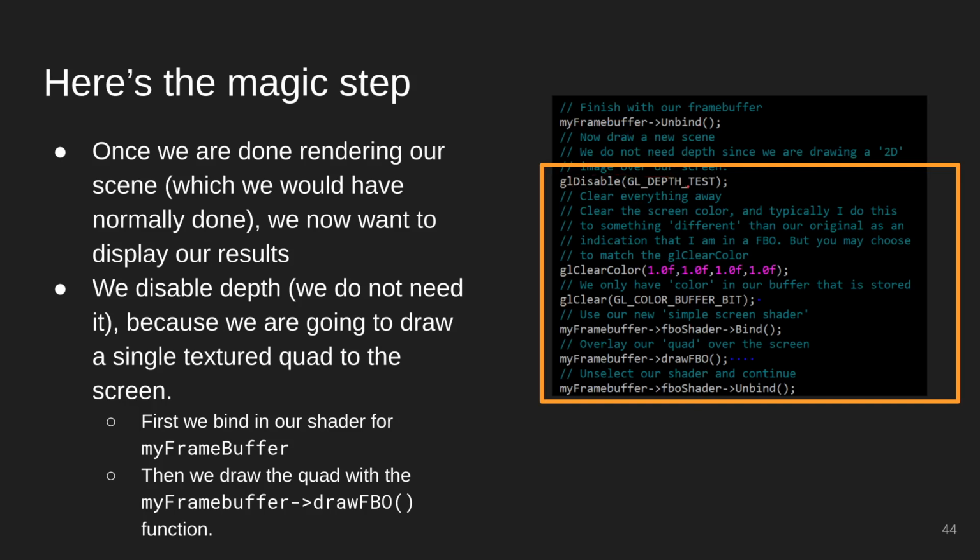We don't need depth because we're only going to be drawing a 2D image on our screen. Okay, we set our clear color to whatever we want, so we clear it. And then what we do is we bind to our frame buffer's shader here, and then we draw the frame buffer, this quad, over our screen here. And then that's what will actually show our scene. We're just drawing, again, a quad over our screen with the 2D texture.